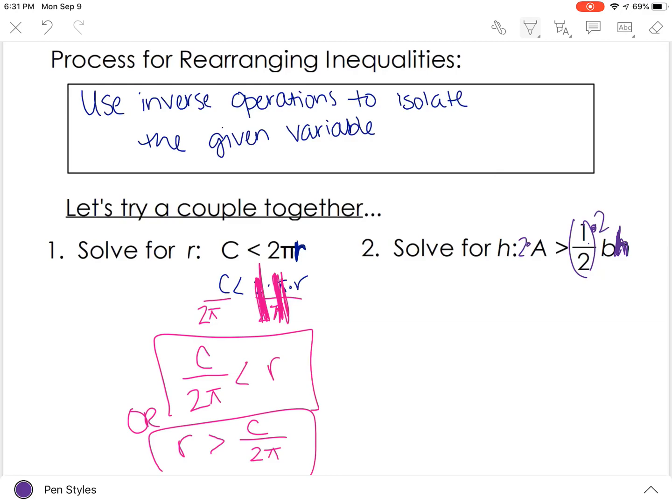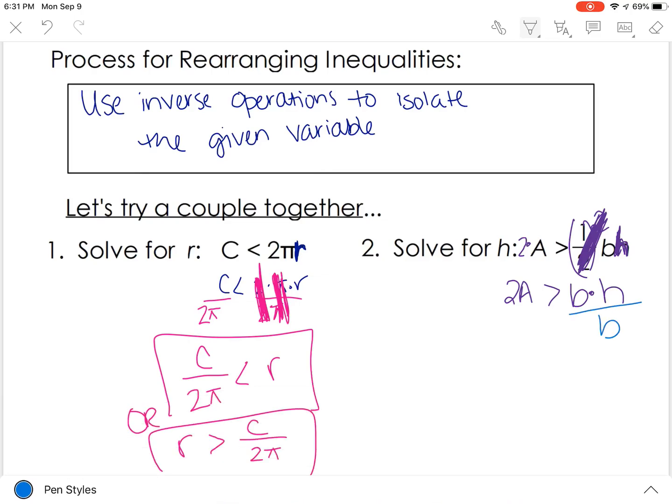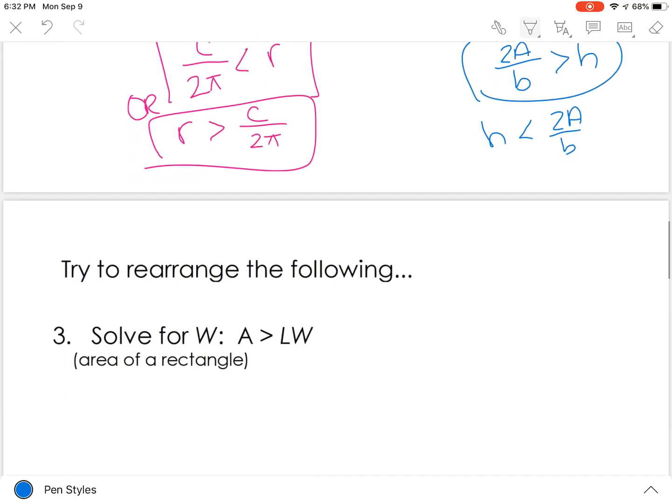I'm going to multiply both sides by 2. So we end up with 2a is greater than, well, half times 2, that's just 1, so that's gone. But we still have our b, and we still have our h. Now we have b times h. The inverse of multiplying by b is dividing by b. 2a divided by b, we can't simplify that at all. So 2a divided by b is greater than h, and that is our answer. And if you wanted to, you could write that as h is less than 2a divided by b. Both mean the same thing. Let's look at a couple more.